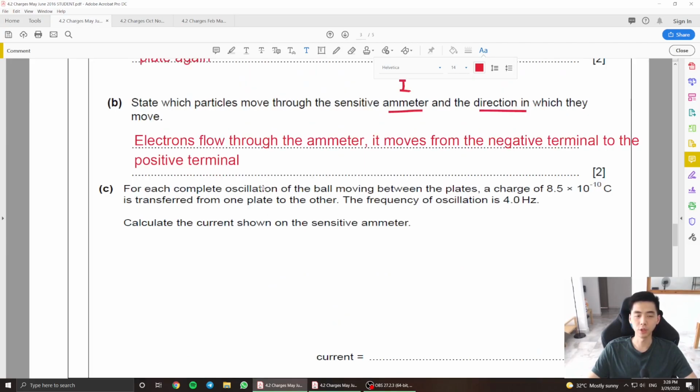Then after that, for each complete oscillation of the ball moving between the plates, a charge of 8.5 times 10 to the power of negative 10 coulombs is transferred from one plate to another. The frequency of oscillation is 4 Hz. 4 Hz means to say it completes 4 oscillations per second. Calculate the current shown in the sensitive ammeter.